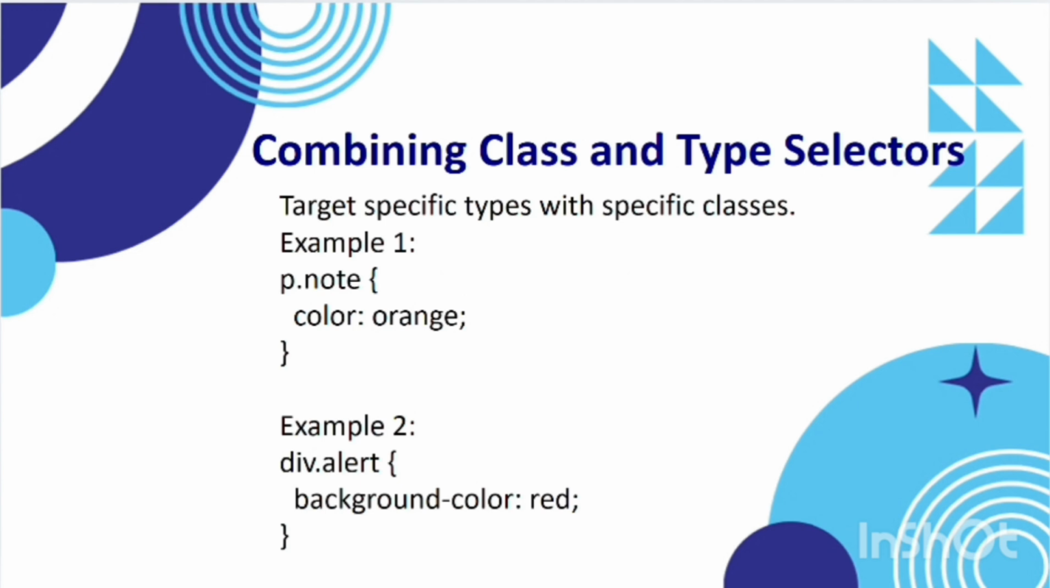Now we are moving to combining class and type selectors. It targets a specific type with a specific class. Let's see an example. p.note, open curly braces, color orange, and close, which means only the paragraph tag with class note will appear in orange color. Let's see another example. div.alert means any div with class alert will have a red background.